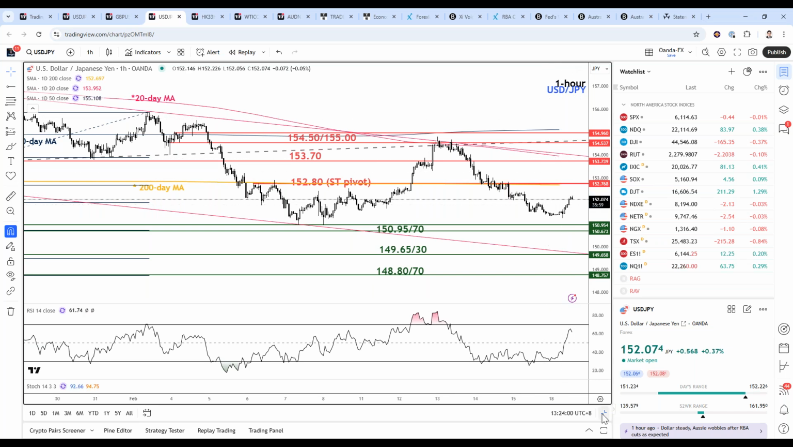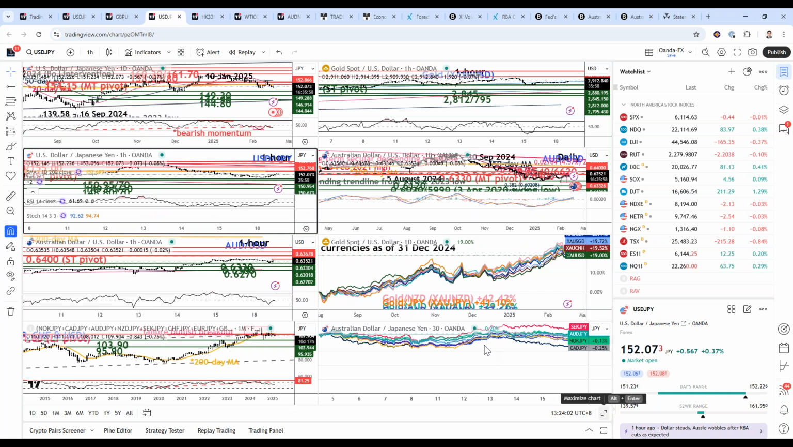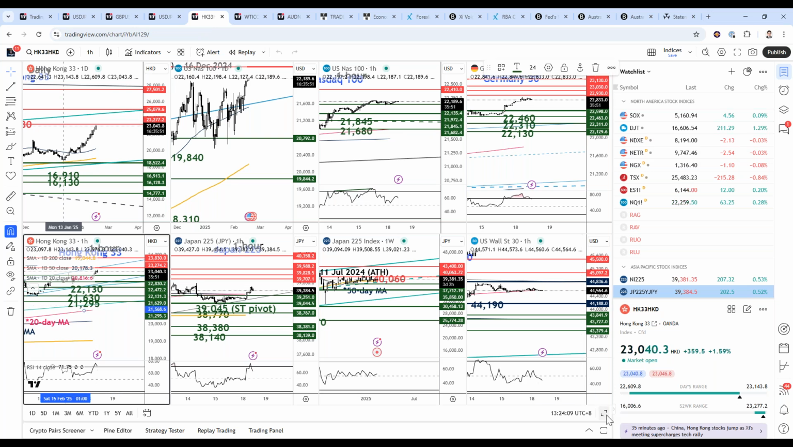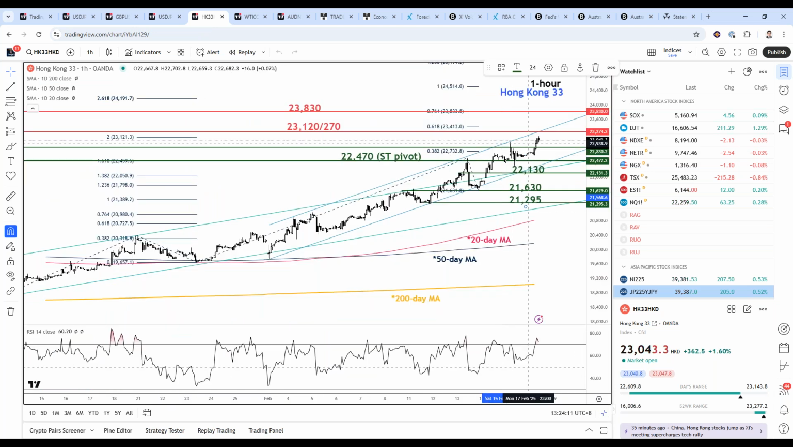Okay, now next up will be the short-term intraday technical outlook on the major stock indices, starting with the Hong Kong 33 representing the Hang Seng Index. So the Hang Seng Index goes to pierce up as expected, pierce above our first resistance level, which we highlighted yesterday at 22,830, coming very close to the second resistance at 23,120/270, and also the upper limit of this ongoing steeper minor ascending channel that has been in place now since the low of 3rd of February.